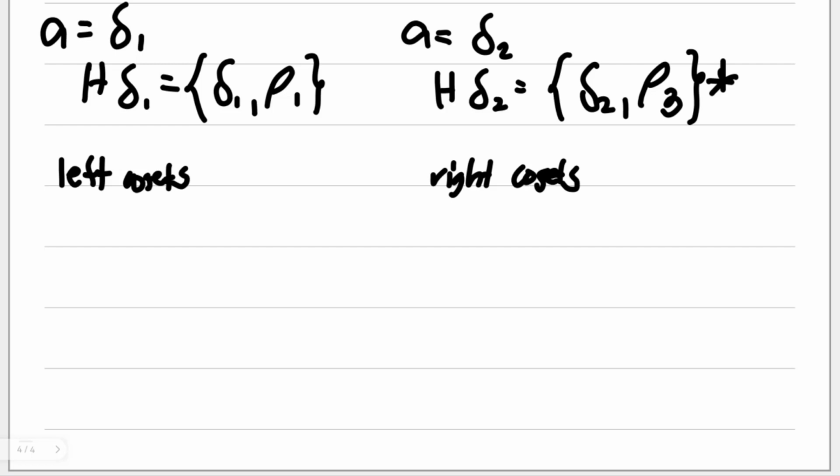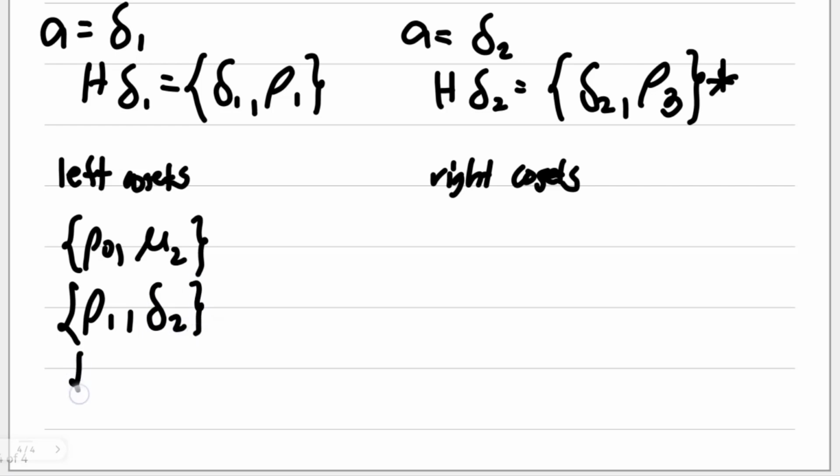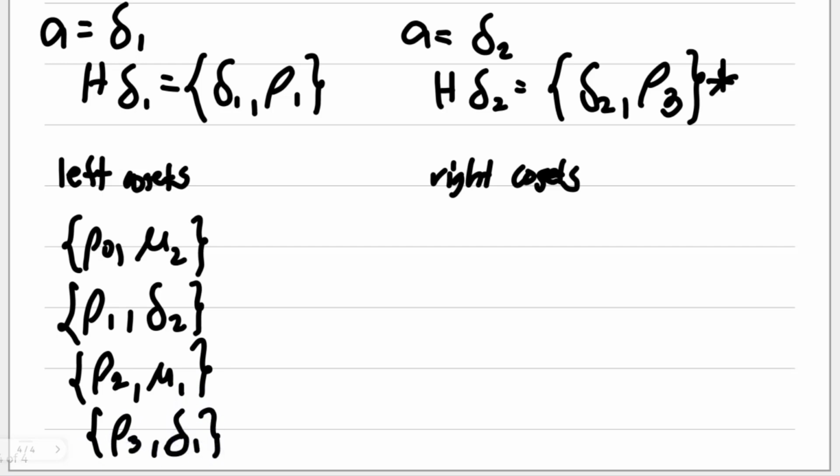Aside from the number of left and right cosets to be the same, we have also determined that the left and the right cosets for those specific subgroups are also identically the same. But here, let's check. If we would like to review, I'm just going to write here our left cosets, which is part of the previous video just before this one. We have these left cosets: rho sub 0, mu sub 2. We also have rho sub 1, delta sub 2. We have rho sub 2, mu sub 1, and rho sub 3 and delta sub 1. These are the left cosets in the previous video.